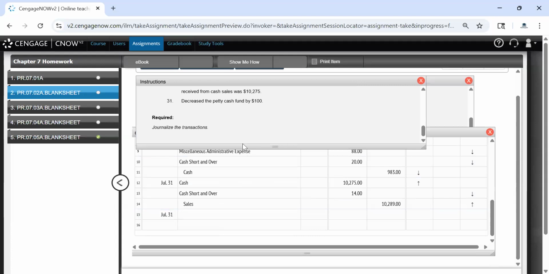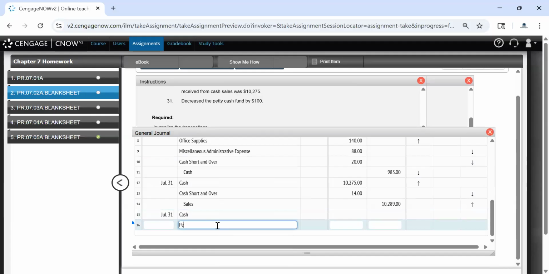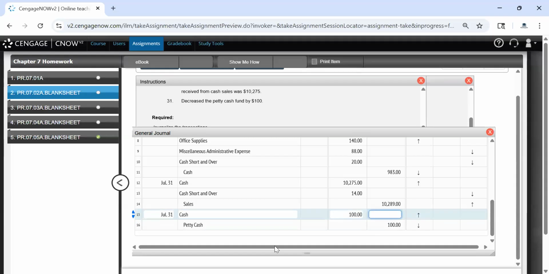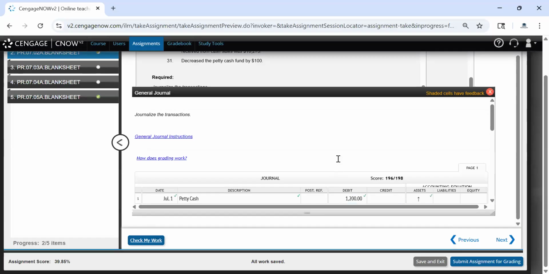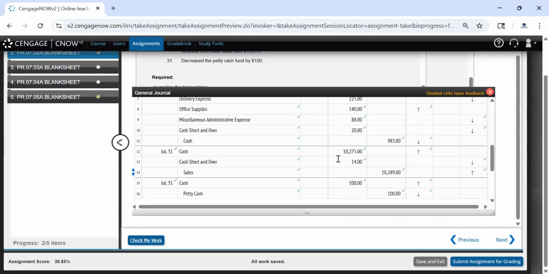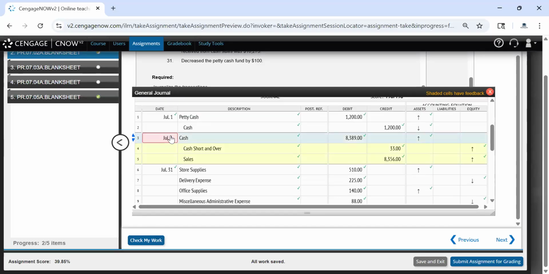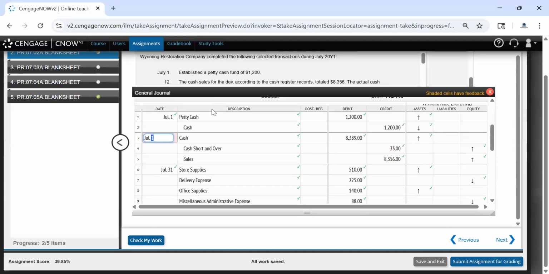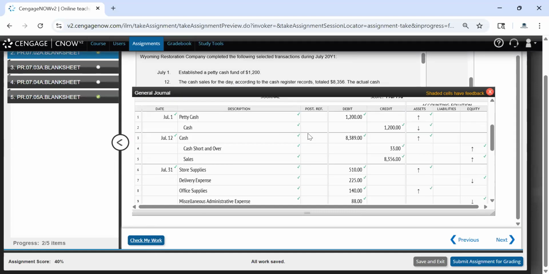And then we decrease the petty cash fund by $100. And so that's going to be an increase to cash and a decrease to petty cash. So essentially, you can think of this as taking $100 from petty cash and just redepositing it in the bank. Oh, here we had a wrong date for this journal entry. This was deposited on the 12th. And so that's our journal entries for this.